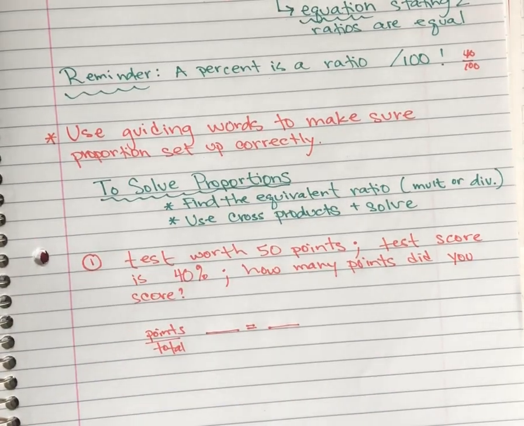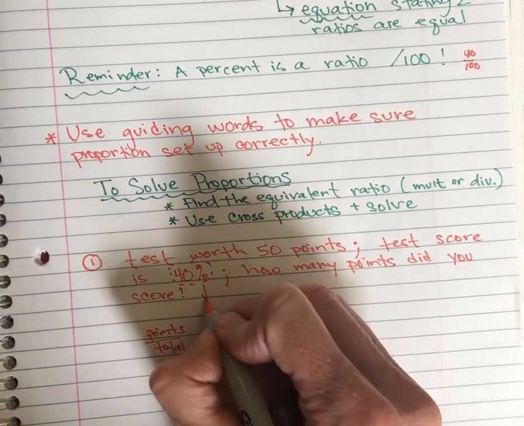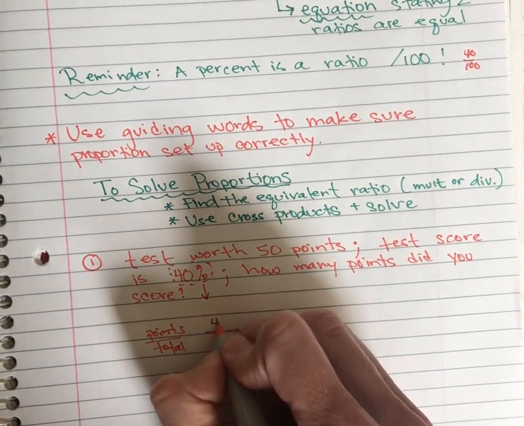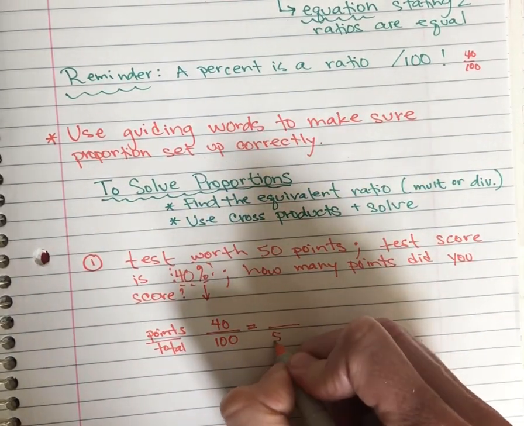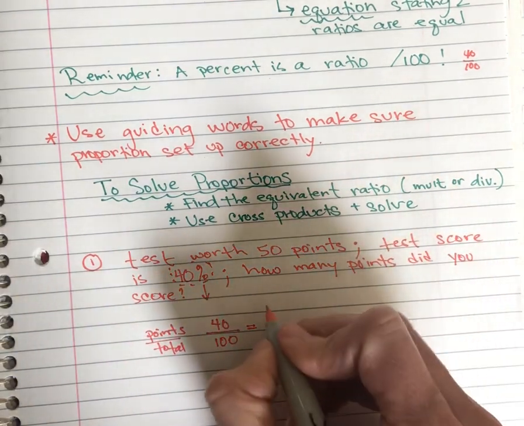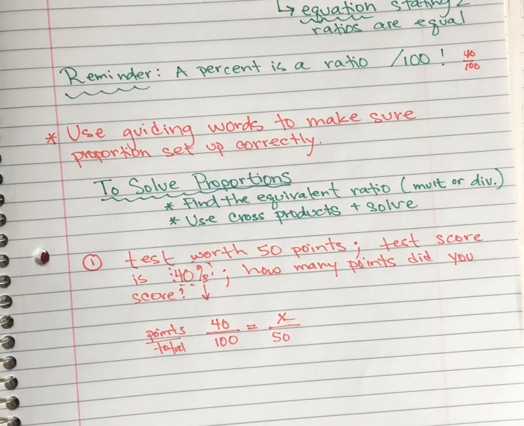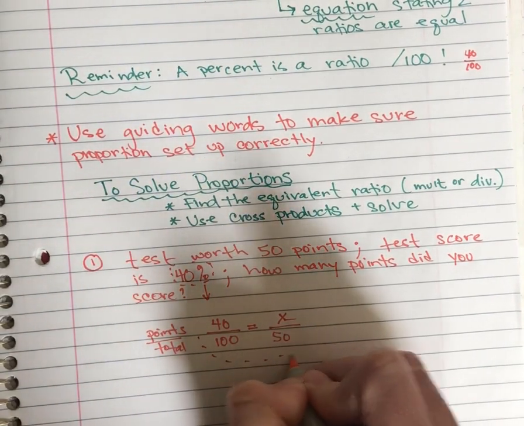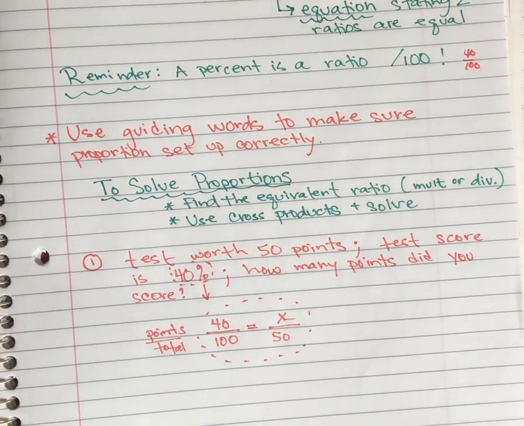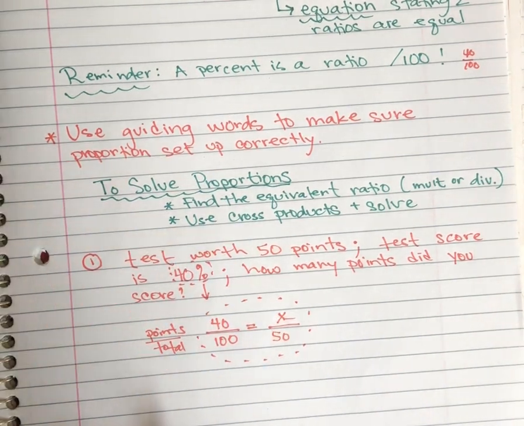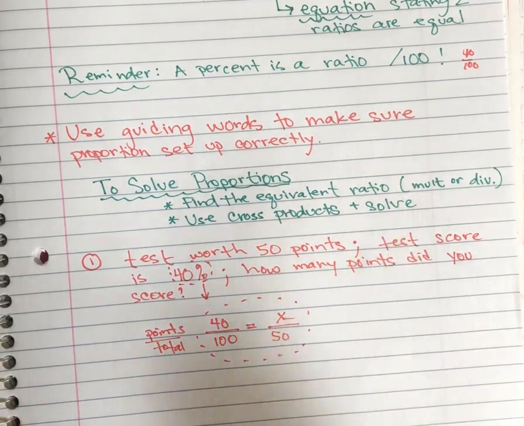is set up correctly. So first thing we're going to tackle is our 40%. Okay, so 40 is a ratio, 40 out of 100. We know the test is out of 50 points, and we don't know what our score was. So we'll use a variable to represent that. This here is your proportion, okay? It is an equation stating these two ratios are equal. So one method you could use to solve is just finding the equivalent ratio through multiplication or division.